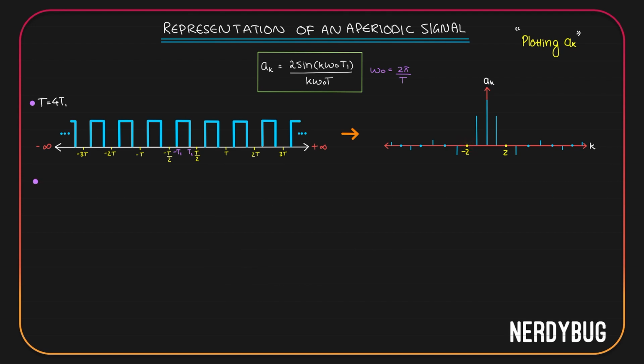Let us now recreate the same signal, but this time the time period T is 8 times t1. The graph of x of t will then look like this.